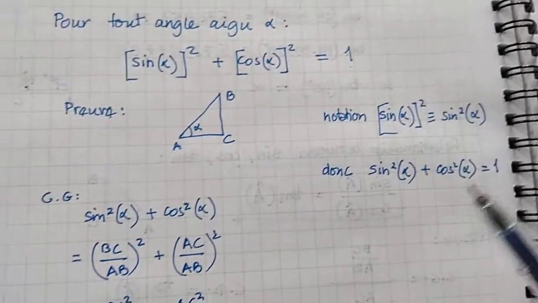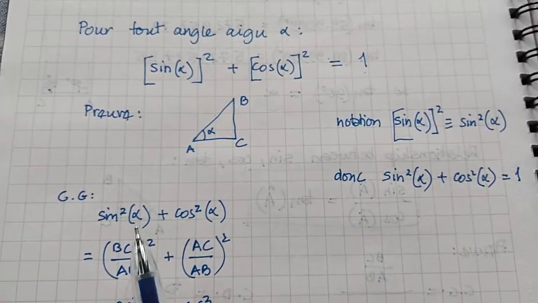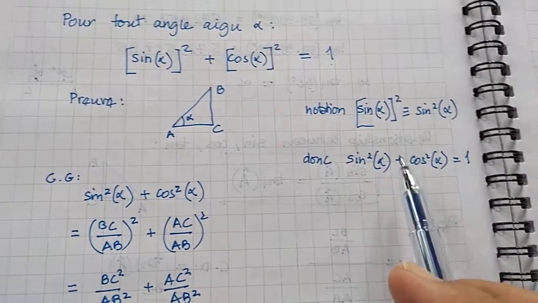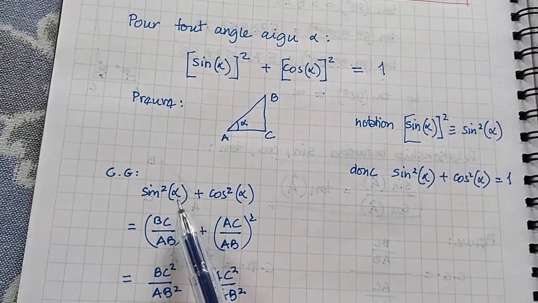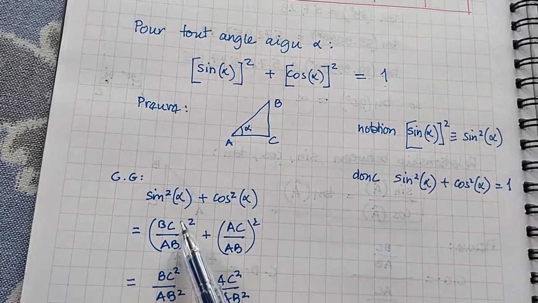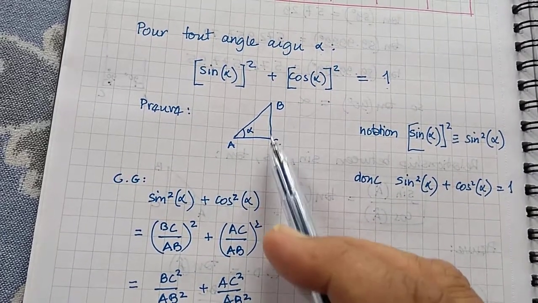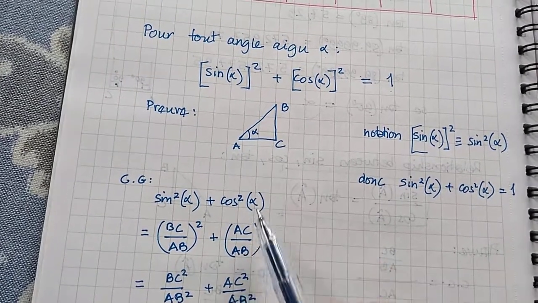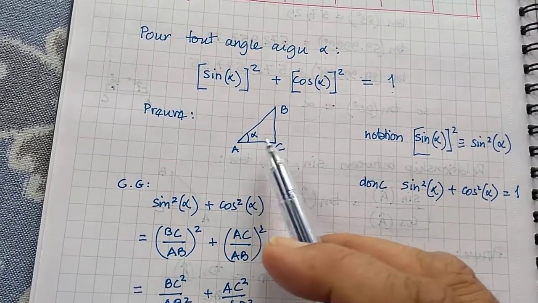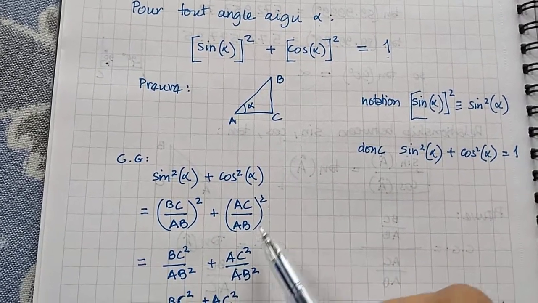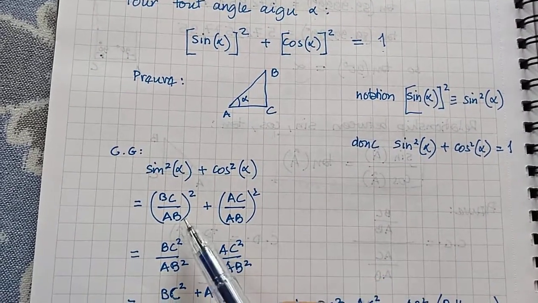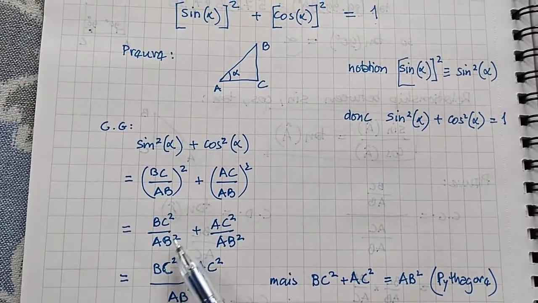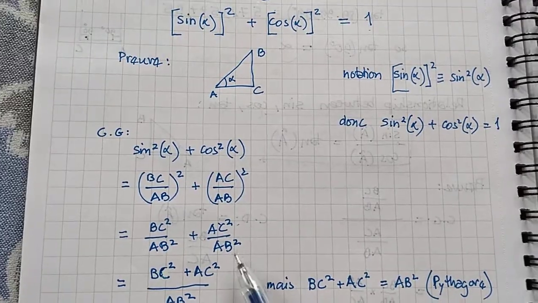How do we do that? Again, we take the côté gauche. We write down sin²α plus cos²α. This is the côté gauche here. If this is alpha, sin alpha is BC over AB, all squared, and cos alpha is AC over AB, squared. So this squared plus this squared. If you remove the brackets, you get BC² over AB² plus AC² over AB².